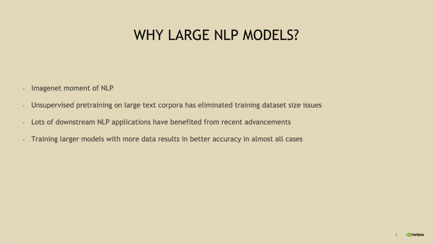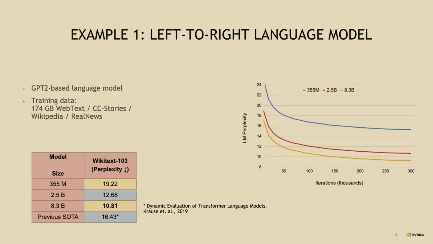However, before we go through the details of how to do this and how to scale, I would like to take a few minutes and give some examples from Megatron on how large models can benefit the NLP field. The first example is a left-to-right language model.